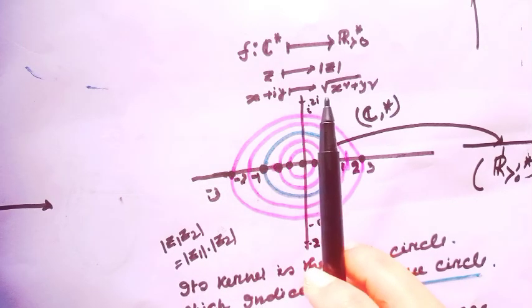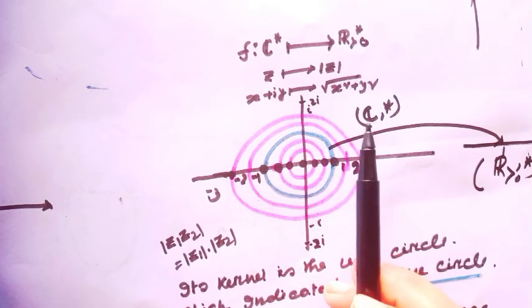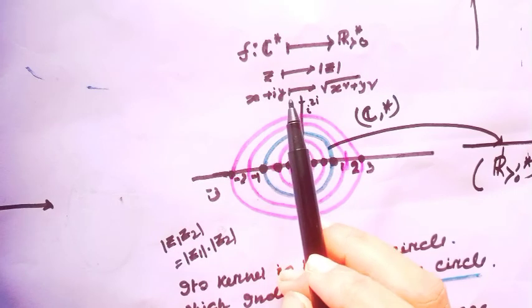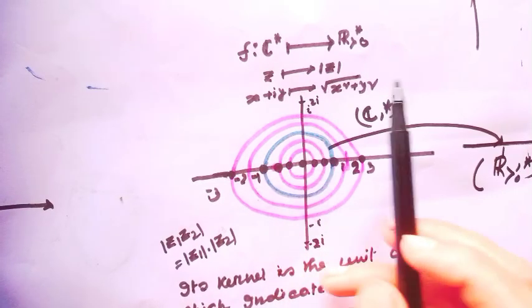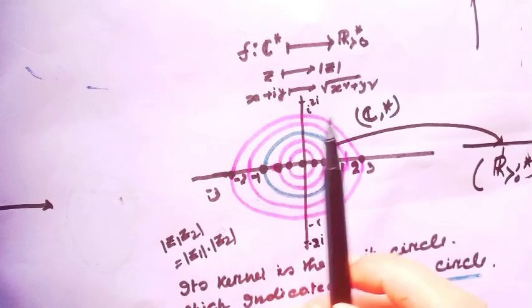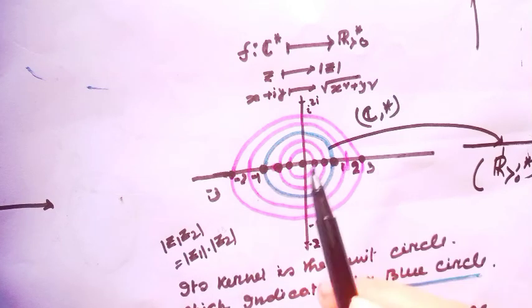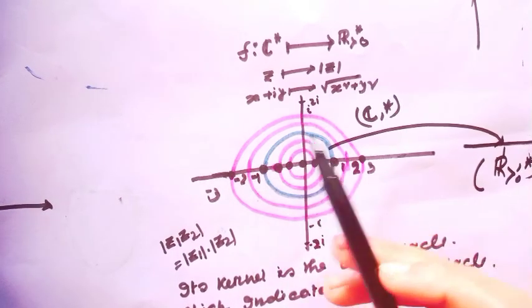Okay. Let's consider one example. f from complex numbers under multiplication to the set of all positive real numbers under multiplication, and the mapping is z maps to modulus of z. That means x plus iy maps to the square root of x squared plus y squared. This is the whole complex plane.